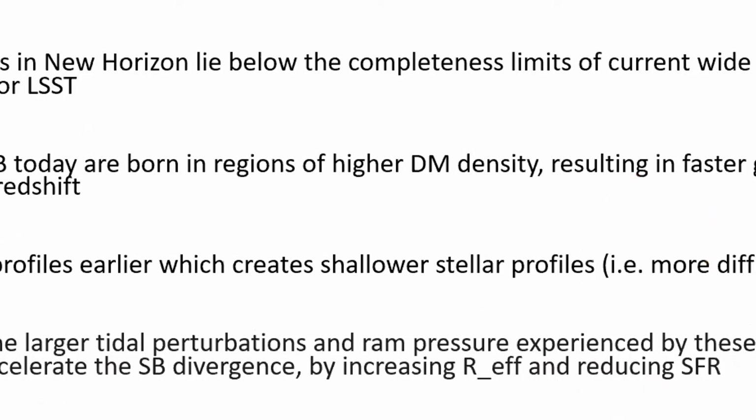So we found that at a given stellar mass, galaxies with fainter surface brightnesses today are born in regions of higher dark matter density. This results in faster gas accretion and more intense star formation at early epochs. The stronger resultant supernova feedback flattens gas profiles in these galaxies at a faster rate, and that results in shallower stellar profiles. As star formation declines towards late epochs, the tidal perturbations and ram pressure experienced by these systems accelerates the divergence in surface brightness and increases their effective radii and reduces star formation.